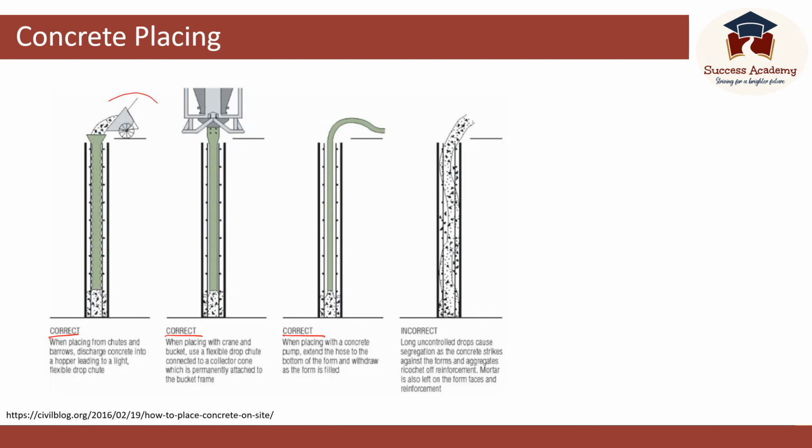If we use a wheelbarrow, we can have a flexible chute and fill from the bottom, and we can lift the chute or reduce the length of the chute while it is filling from the bottom. When we are using a bucket, again we can use a flexible chute to make the concrete fill from the bottom, as you can see here. When we are using a pump, we can extend the hose to the bottom of the column and lift it up while it is filling from the bottom.